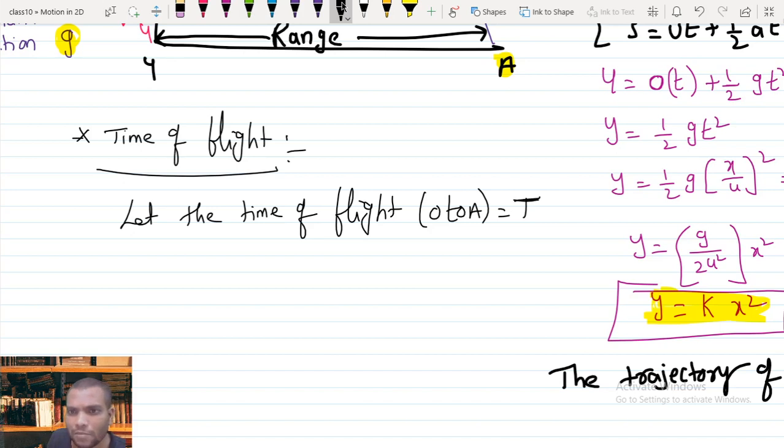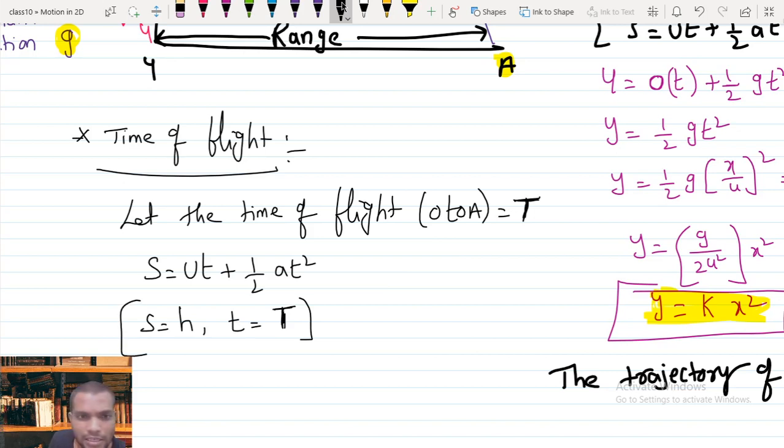Now if this is the time of flight capital T, to find it we can again use the second equation of motion, s equals ut plus half a t square. Now here s equals the horizontal distance height, and little t equals the capital T itself, the time of flight itself.